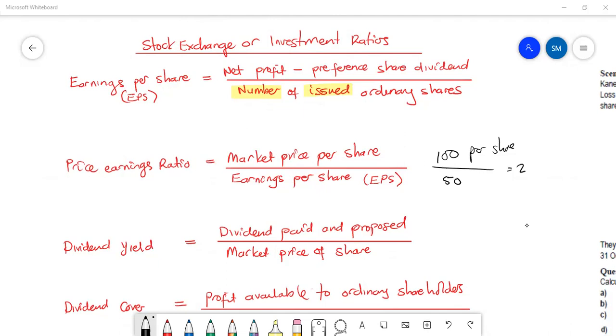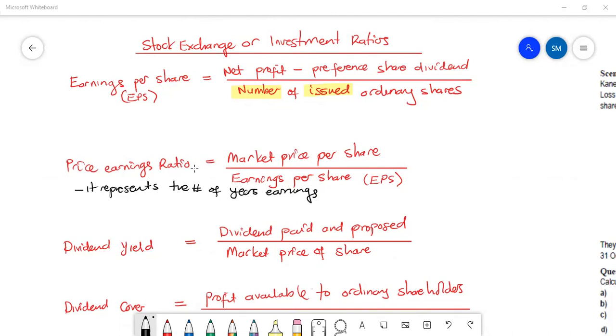So I think I'll probably have to write that down. It represents the number of years' earnings that investors are prepared to pay to purchase one of the company's shares.